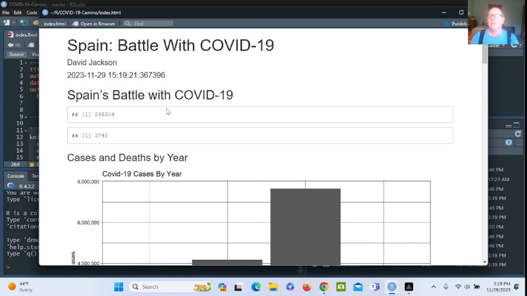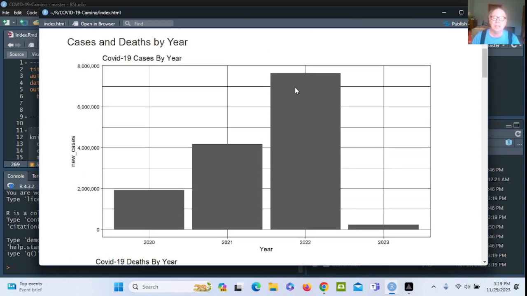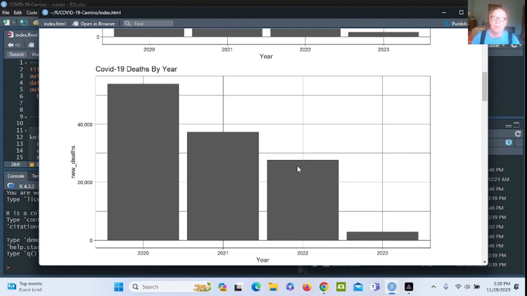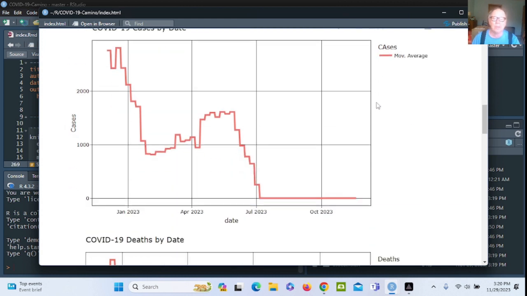So for the previous 365 days, Spain has reported 298,000 plus cases, 3,740 deaths. I can see that in 2022 they hit over 6 million cases. 2023 may not be recording anything again. Take a look at that for a moment there. 2023 deaths have been right around 25,000. But again, we don't know what's going on here.